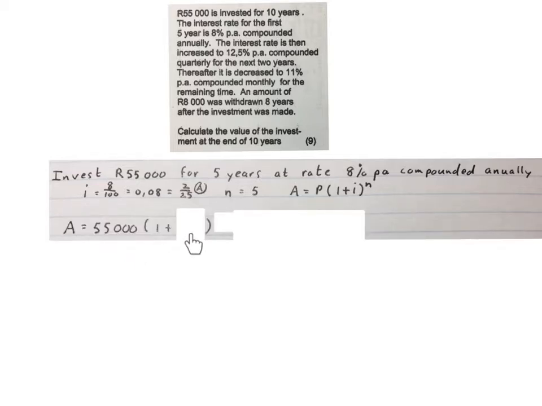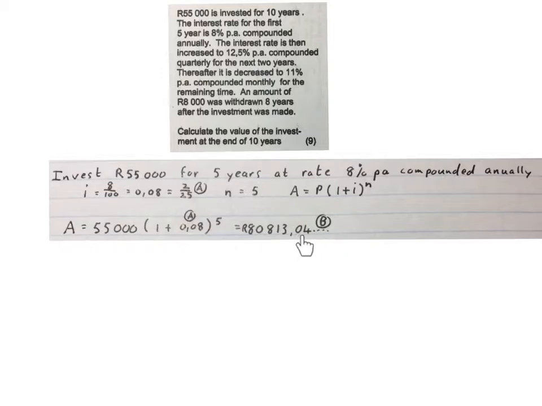And now we put in the I over here and the N over there. In the place of I can write either 2 over 25 or 0.08. In the place of N, we put a 5. Then we push this into our calculator. Then we get the answer. This money grew to this amount over 5 years. In here is the 55,000 plus the interest accrued on this.